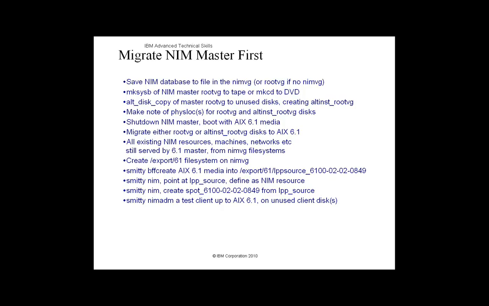I'll pick a test client at 5.1 or 5.2 or 5.3, and I'll migrate. I'll do the NIM alternate disk migration up to 6.1 and test that. So that assumes that client has an unused disk. For me, if it's an LPAR, it's pretty easy to get another virtual disk, get another LV out of VIO and provide it to a running LPAR and say, okay, I'm going to migrate onto that disk. So those are the steps I'll take to test the code level that I'm at, or the new code.